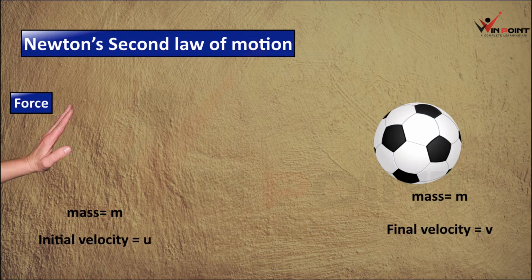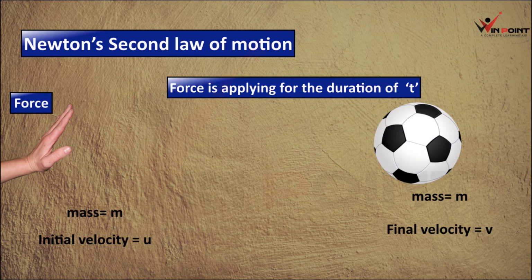Now we need to revise one topic, that is momentum. What is momentum? Momentum is the special property of a moving object. And the equation for momentum is m into v, mass into velocity. Here there are two velocities, one is initial velocity, one is final velocity. Then there will be two momenta, one is final momentum and the other is initial momentum.